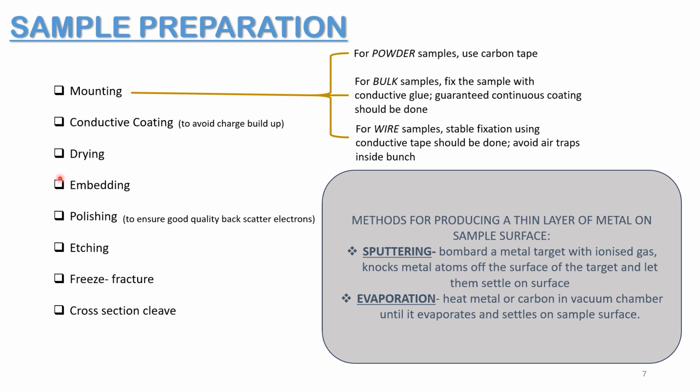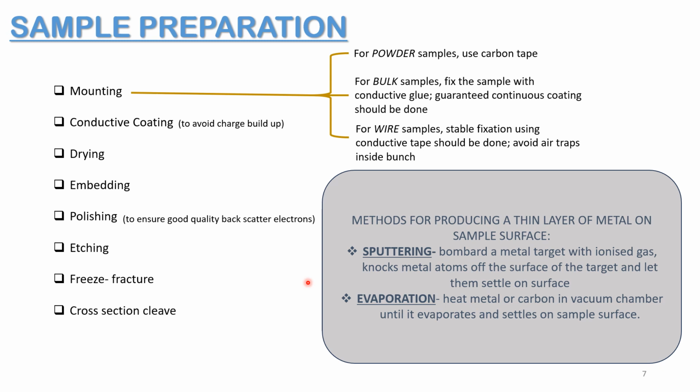Next is embedding. Embedding means that the sample is embedded in some stable resin. For example, we can use epoxy resin to embed our sample. Next is polishing of the sample. Polishing is done so that we can get good quality backscattered electrons. Next methods include etching, freeze fracture, and cross-section cleave. All these methods help in sample preparation.